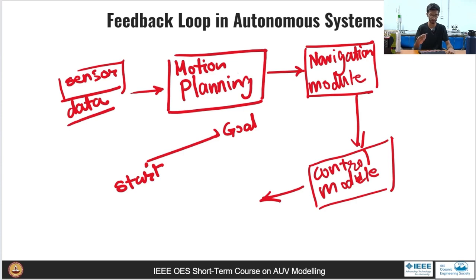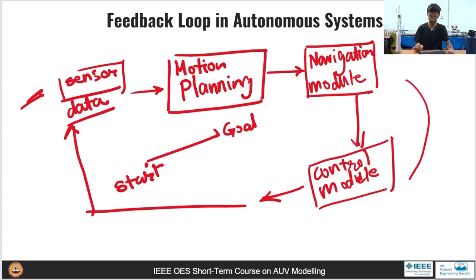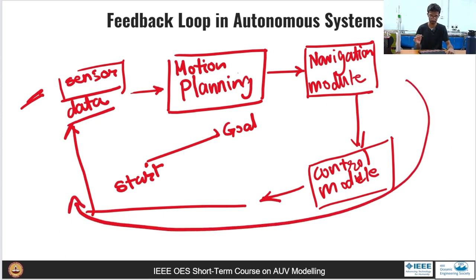As the AUV progresses towards its goal, the sensor data it collects is also varied. This varying sensor data leads to a varying motion plan. This varying motion plan leads to different locations of the AUV, which is again interpreted by the navigation module, and further it leads to different control outputs. And this loop keeps on going, and that is the feedback loop in the autonomous system.